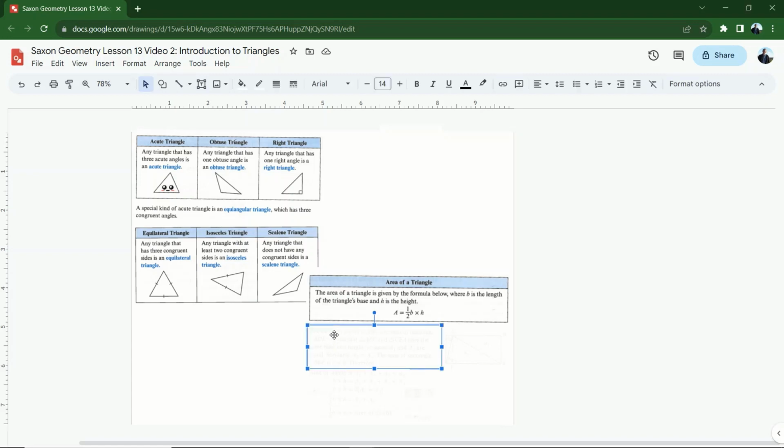Now, if you're interested, I have here a proof that the area of a triangle is 1/2 the base times the height.